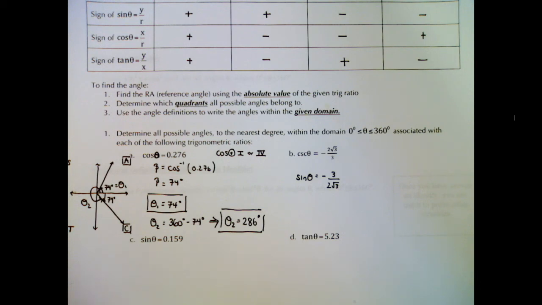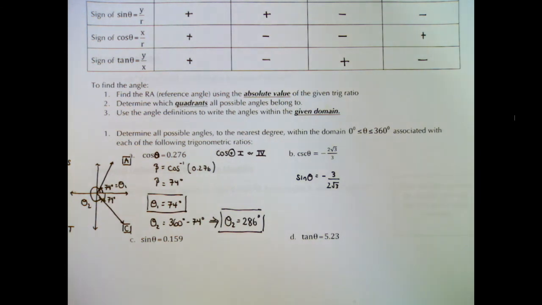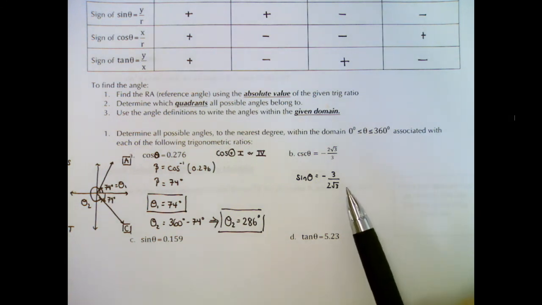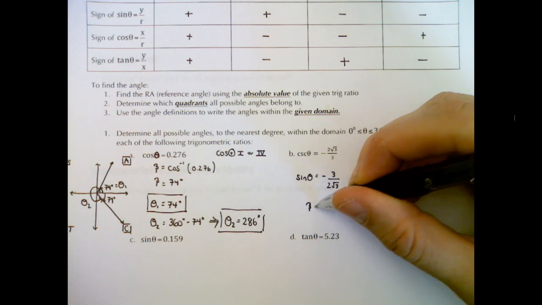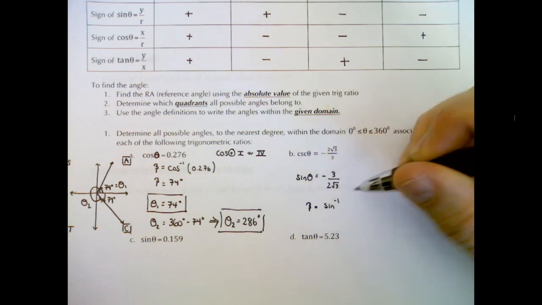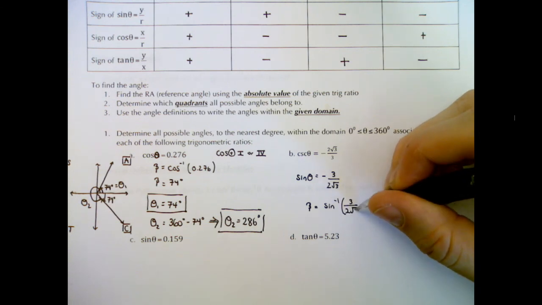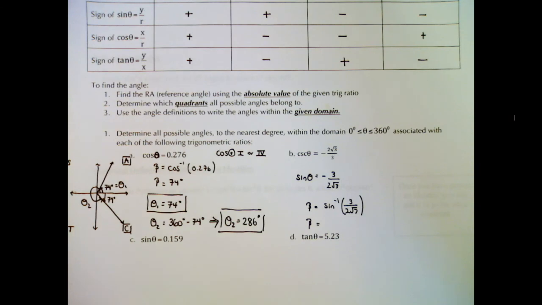And you might recognize that as a special triangle ratio, but if you don't, it's okay. The second step, or the continuation of the first step, is to find the reference angle using the absolute value. So we're ignoring the negative to find beta. Beta would be sine inverse of 3 over 2 root 3. And I recognize that as a special triangle angle.